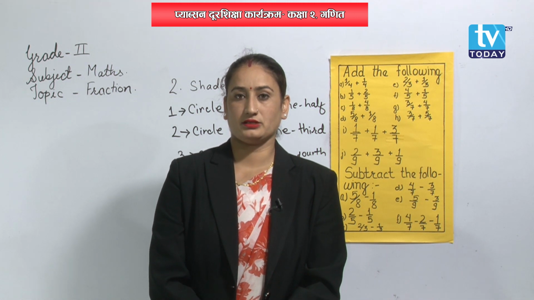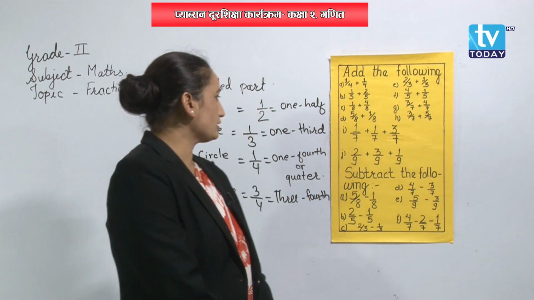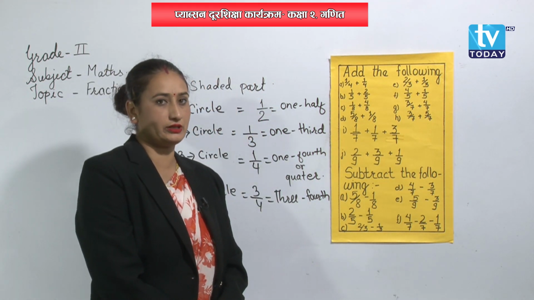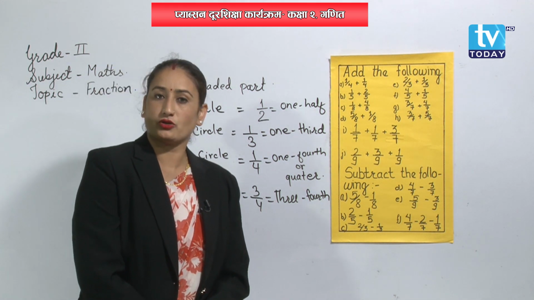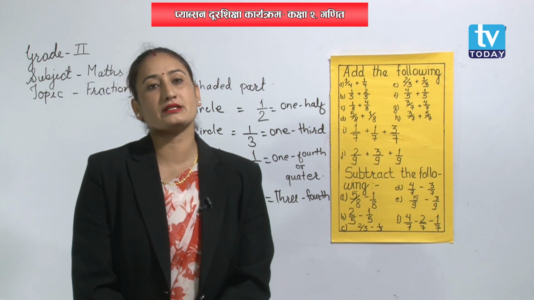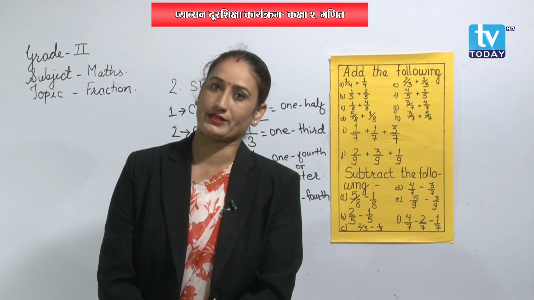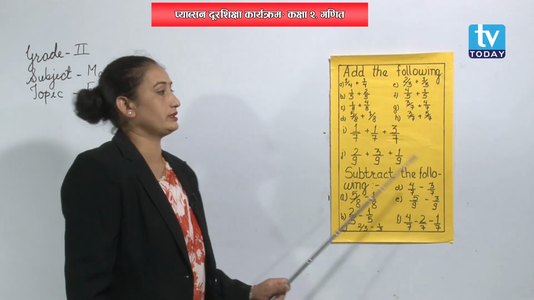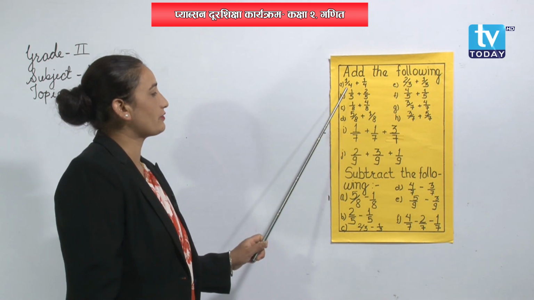Okay, students, after reading and learning, you are able to write down the fraction form by looking at the picture, and you are able to write it in words as well, right? So, let's add some fractions, and also subtract from the sum of the fractions. Okay, let's do it. Have a look at this first question. Add the following.